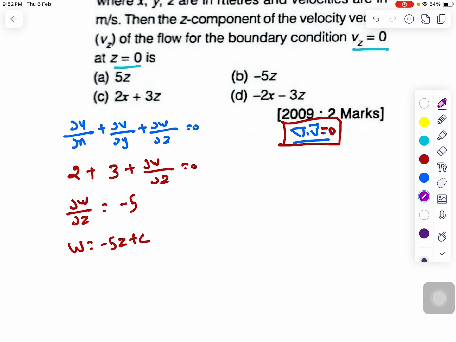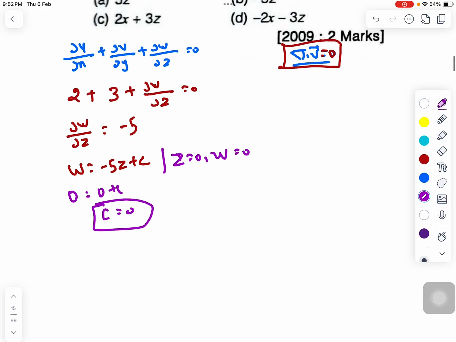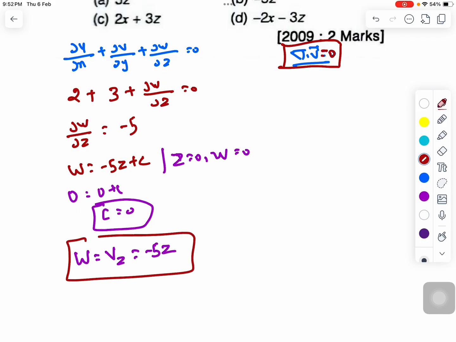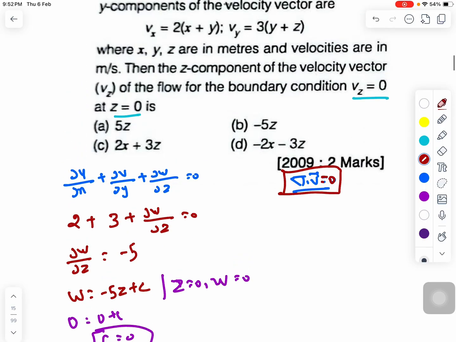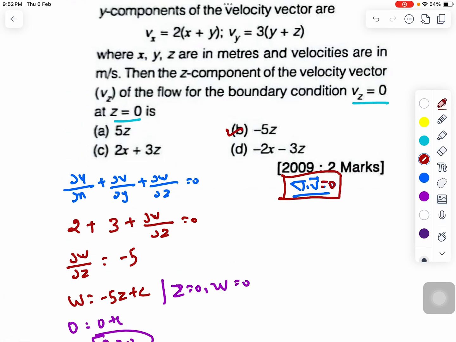Is that clear? You have been given that at z equals to 0 the velocity, that means w, will be equal to 0. So 0 equals 0 plus c, so the value of c will be equal to 0. So what is the z component of velocity? W, that is vz, which is equal to minus 5z. Okay, so this will be your answer. From here you can match your options. Your option B will be your correct answer, right?